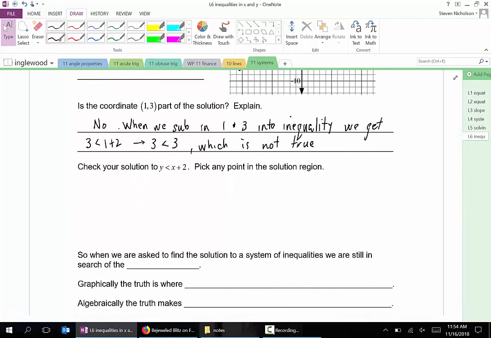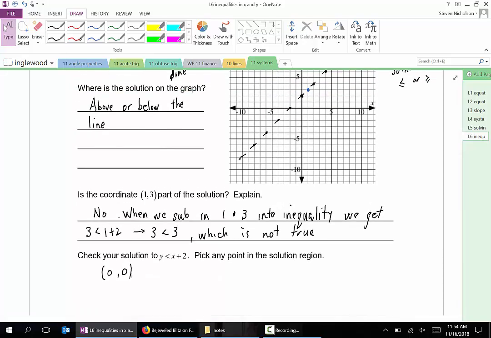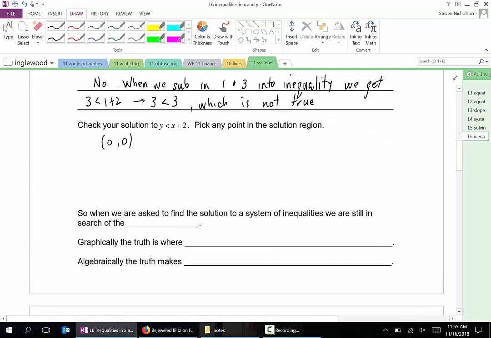Now here's the point I always suggest you choose. It just makes everything so easy. If possible, choose 0, 0. And 0, 0 is right there, so it's obviously not on the dividing line. And we're just going to check and see if that's true. So we're going to substitute in 0 for y and 0 for x, and we are just going to ask ourselves, is that true, yes or no? And in this case, it's absolutely true.